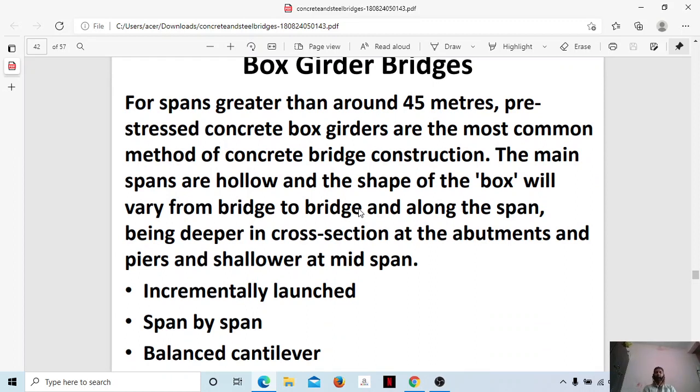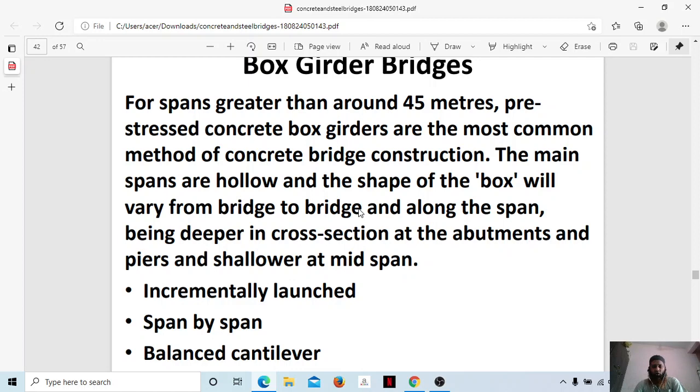So box girder can be used for spans greater than 45 meters. Pre-stressed concrete box girders are the most common method of concrete bridge construction. Like precast, pre-stressed concrete box girders are already made, and they are brought onto the site and fixed there.